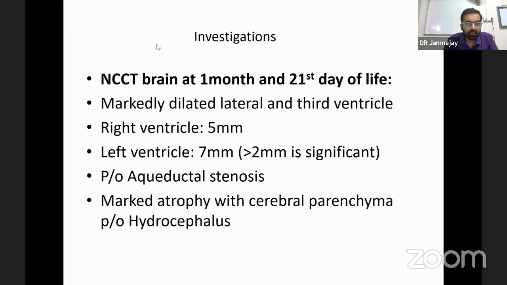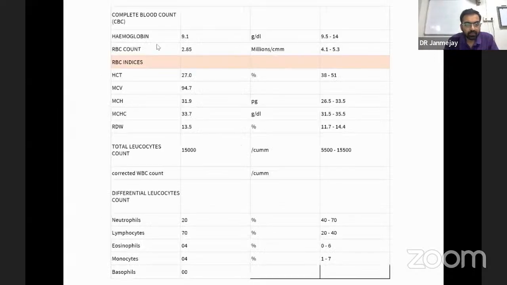Investigation: NCCT at 1 month and 21st day of life. Markedly dilated lateral and third ventricle. Right ventricular size is 5 mm and left ventricular size is 7 mm, in which more than 2 mm is significant. Possibility of aqueductal stenosis and marked atrophy of cerebral parenchyma, possibility of hydrocephalus. In routine examination, hemoglobin is 9.1 gram per deciliter.